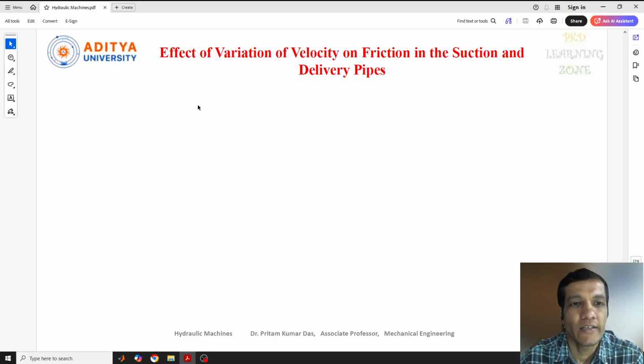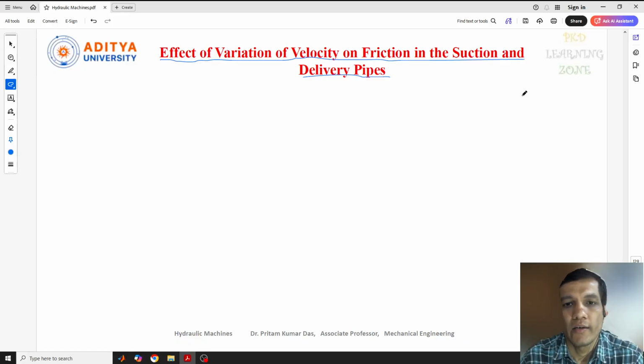In this lecture, we'll discuss the concept of the effect of variation of velocity on friction in the suction and delivery pipes. So last class we have seen the variation of velocity and acceleration in the suction and delivery pipes due to the acceleration of the piston in the reciprocating pump. So here we'll see what is the effect of variation of velocity on friction in the suction and delivery pipes.